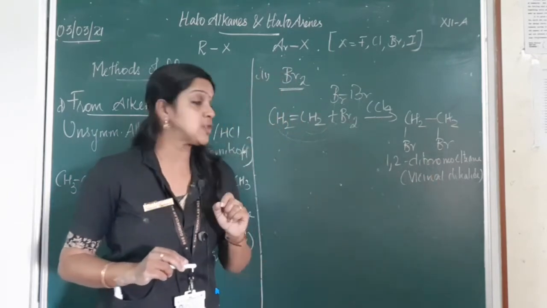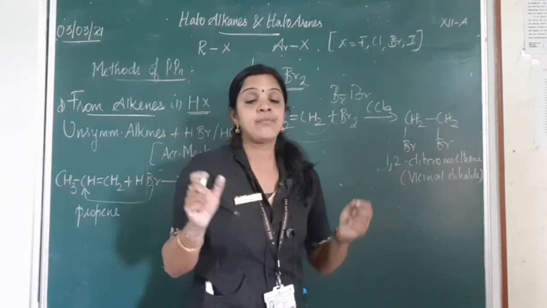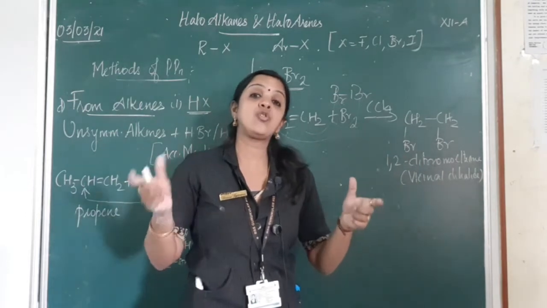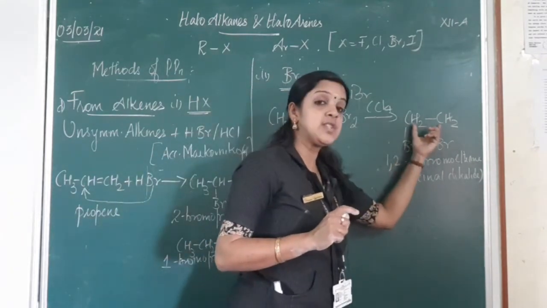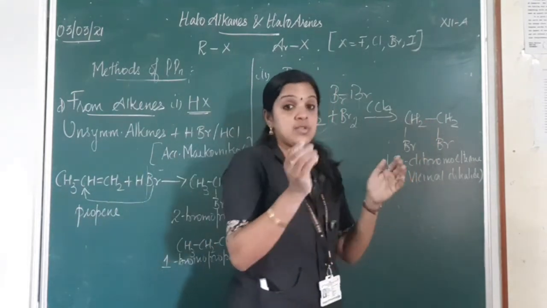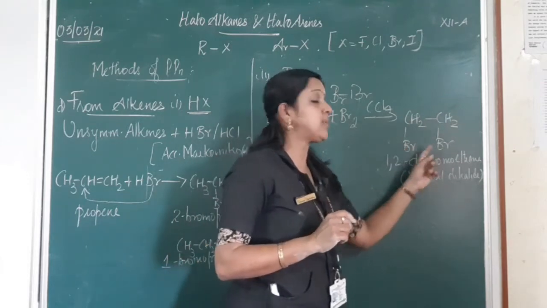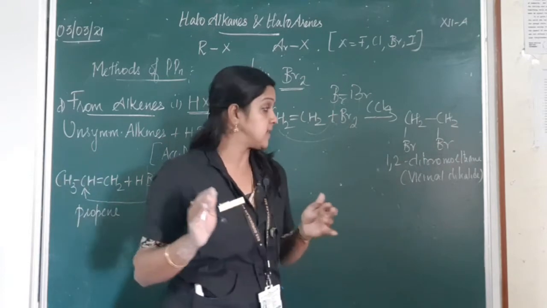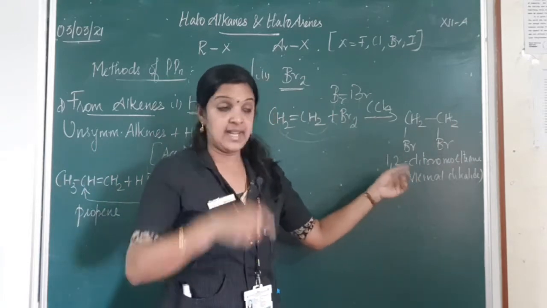Why is it called so? What do you mean by vicinity? Vicinity means adjacent, nearby, or I can say close by. So these are adjacent carbons or close carbons. So each Br gets added to the next carbon, that is, adjacent carbons. So we get vicinal dihalides.